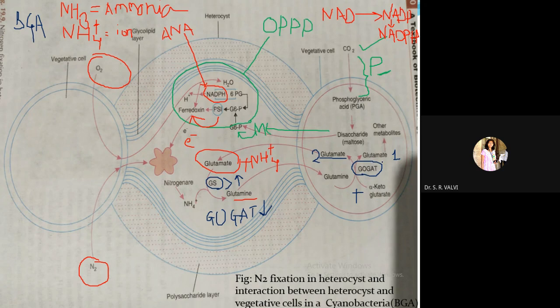So this first glutamate is going to convert into other metabolites. These are various, please do remember only other metabolites, whereas the second molecule of glutamate again shifts from the vegetative cells to the heterocyst, and this reaction will repeat. So likewise nitrogen fixation takes place in the heterocyst of cyanobacteria, and likewise the interaction between the heterocyst and vegetative cell takes place, right?